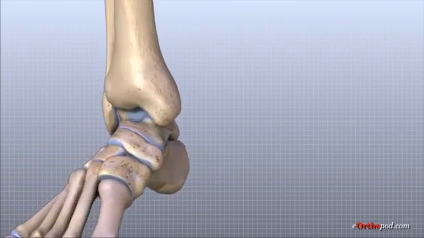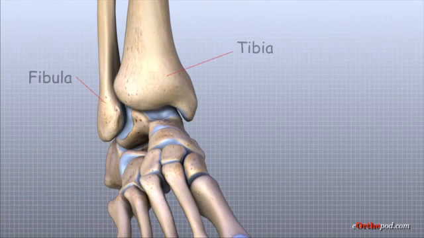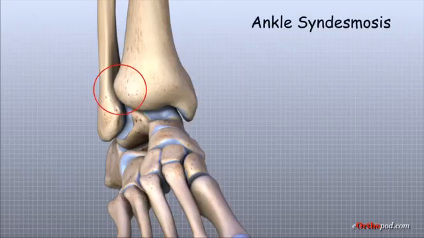Ligaments are also important in connecting the distal tibia and distal fibula at the lower end of the leg where it forms the ankle mortise. This connection and the collection of ligaments that support it are called the ankle syndesmosis. 3 main ligaments form the syndesmosis.